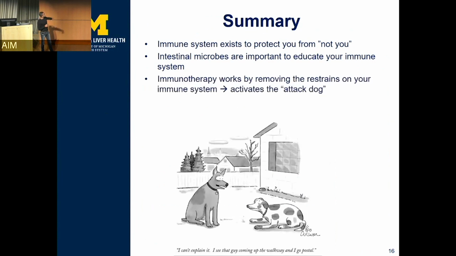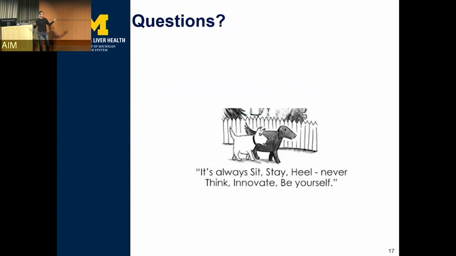So the total summary: the immune system protects you from not you. Microbes are important to educate your immune system, and immunotherapy works by removing the restraints on the attack dog, so to speak. Good fights cancer, bad causes autoimmunity. Questions?